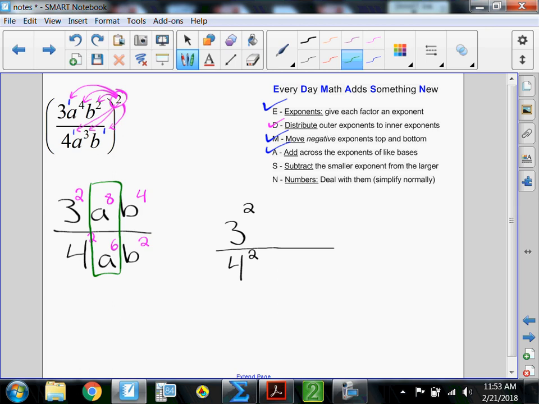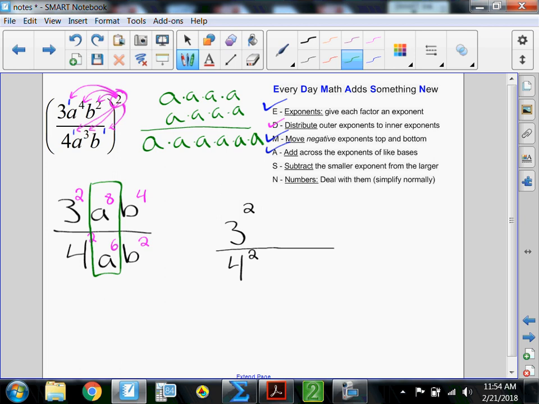A to the 8th over a to the 6th. If I have 8 factors of a, 1, 2, 3, 4, 5, 6, 7, 8, divided by 6 factors of a, 1, 2, 3, 4, 5, 6.